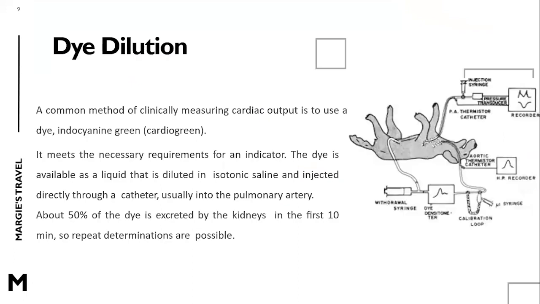Next, dye dilution. A common method of clinically measuring cardiac output is to use a dye, indocyanine green or cardio green. It meets the necessary requirements for an indicator. The dye is available as a liquid that is diluted in isotonic saline and injected directly through a catheter, usually into the pulmonary artery. About 50% of the dye is excreted by the kidneys in the first 10 minutes, so repeat determinations are possible.